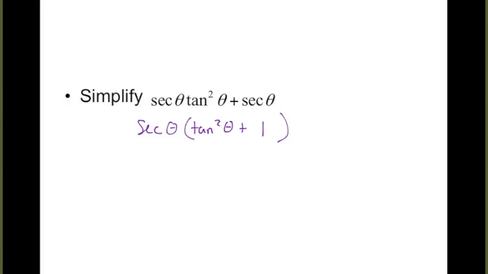Our second strategy was to check the identity list for anything that matches where we could make a substitution. The first group of identities on your sheet are called the Pythagorean identities. They are called that because they actually come from the Pythagorean theorem, so there are a lot of squared things in them and a lot of 1s in them. One of those Pythagorean identities says that secant squared of theta is equal to 1 plus tangent squared of theta. It's the second one on the list.